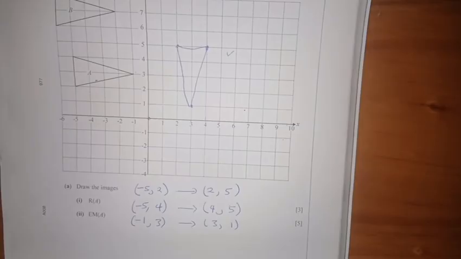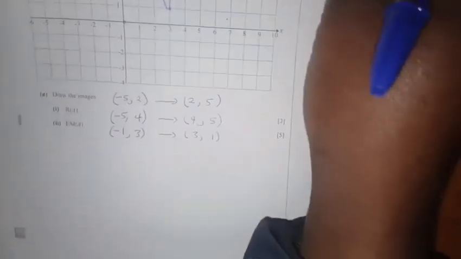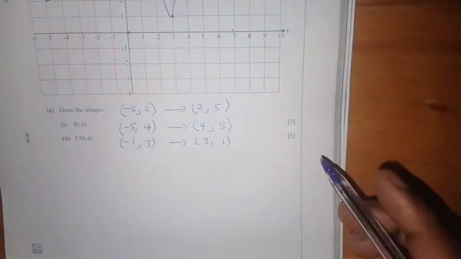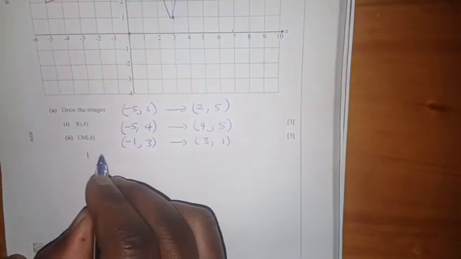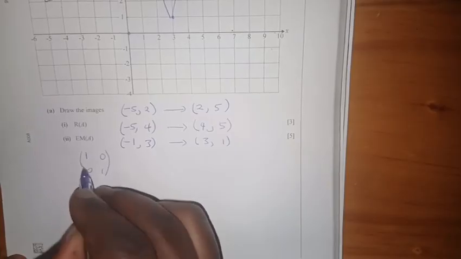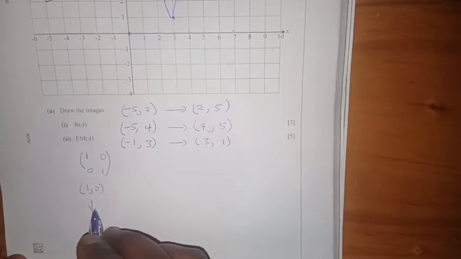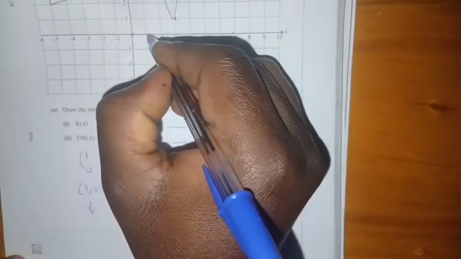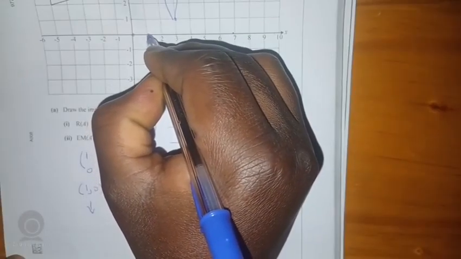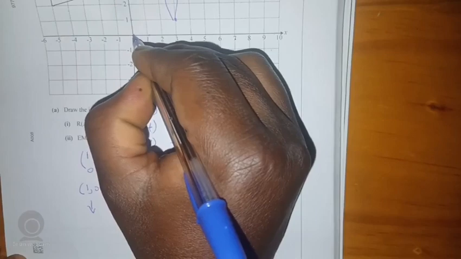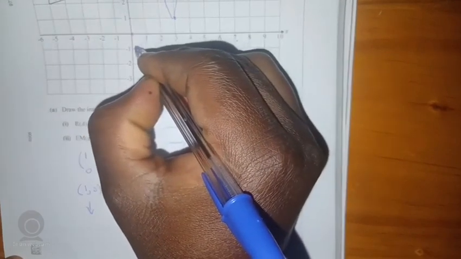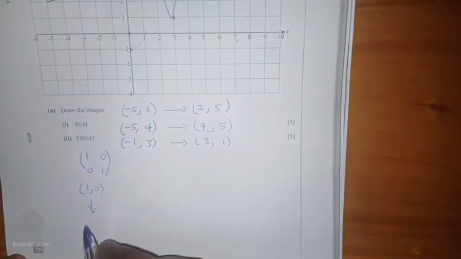Let's try another method, using a matrix. First things first, we are going to find the matrix for rotation. So the matrix for rotation, starting from the identity matrix, it's 1, 0, 0, 1. So this one as a coordinate, it's 1, comma 0. Now, if I rotate the point 1, comma 0 about this center for 90 degrees clockwise, it's going to come here. So this one is going to be 0, negative 1.